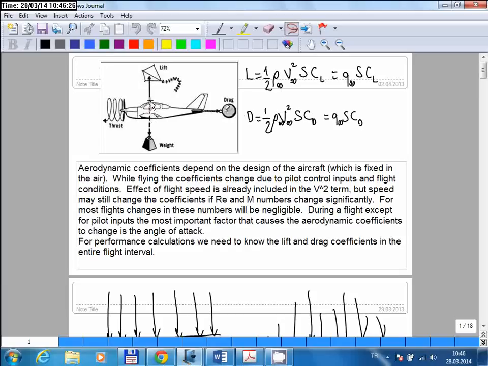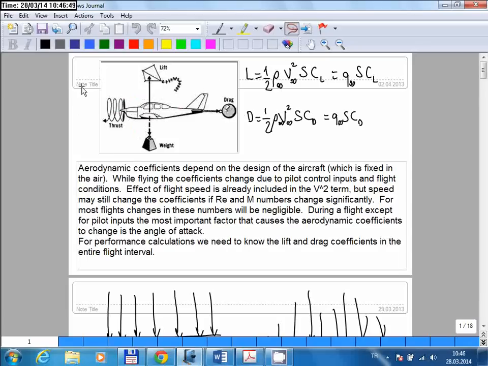So in this plane, there are 3 degrees of freedom. It can go up and down the vertical axis. It can go along the horizontal axis. These are 2 degrees of freedom. And then there is a rotational motion, which is the pitching motion. And the other motions of the aircraft are not a part of the longitudinal motion.